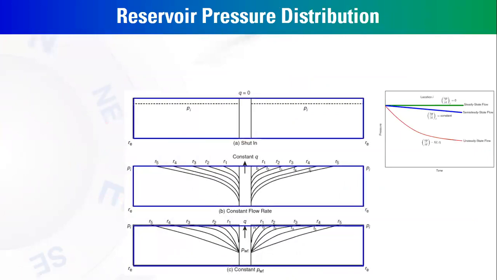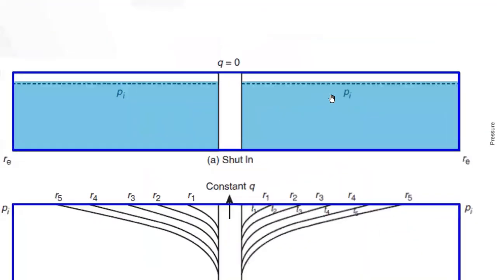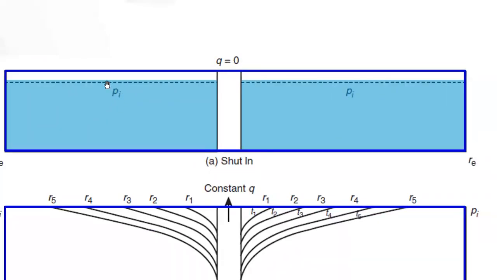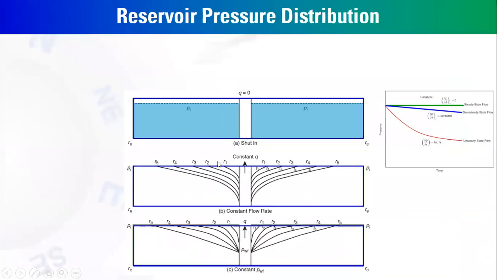So simply, let's have a shut-in well in the center of a circular homogeneous reservoir, as you can see. The pressure throughout the entire reservoir is constant at Pi, or initial reservoir pressure, and the flow rate is zero as the well is shut-in. We have rw, the wellbore radius, and re, the external reservoir drainage radius.